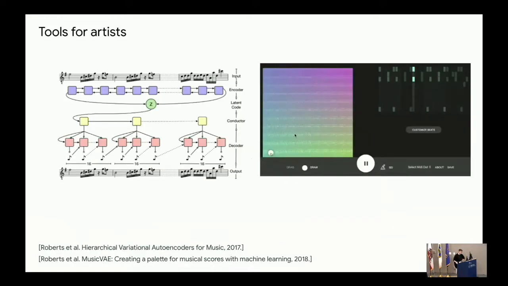Generative models are also really useful tools for artists. This is some really cool stuff that came out of a Google team called Magenta, and it's basically a music synthesis model. They've turned it into a whole bunch of different tools that artists can use, and it's just really fun and cool. So play with that if you want.